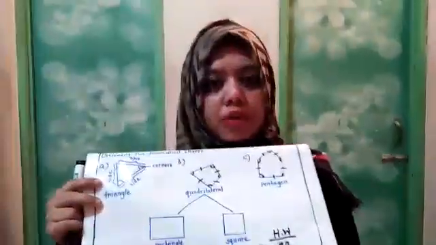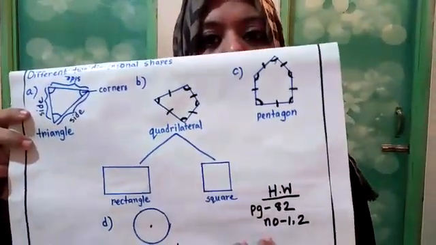Okay students, I hope you have understood my discussion. Now open your book, page number 82. There are number 1 and 2. Do them as your homework. So your homework is page number 82, numbers 1 and 2.